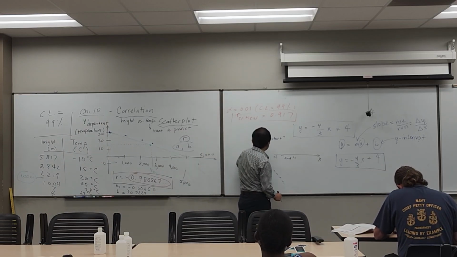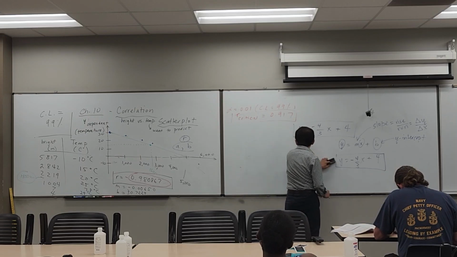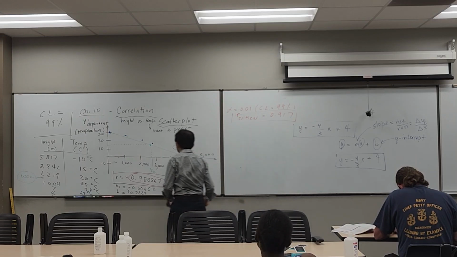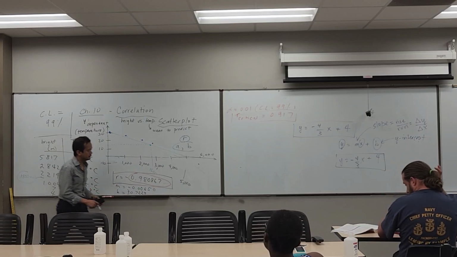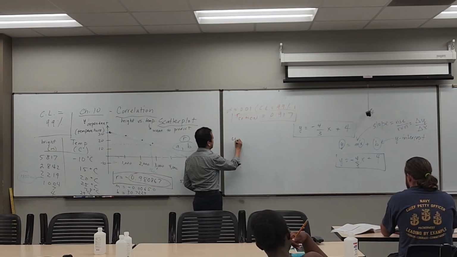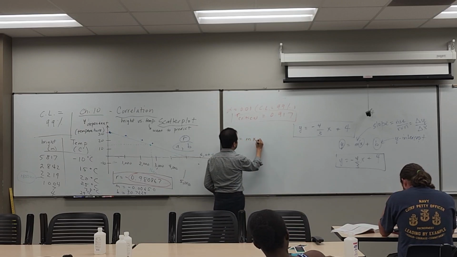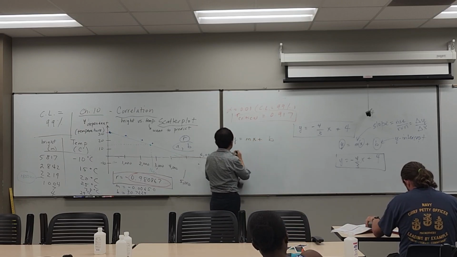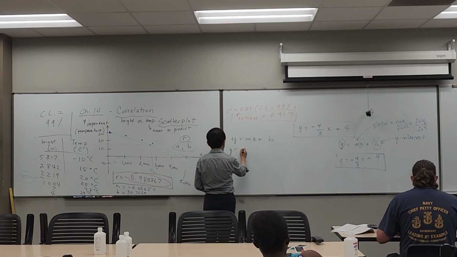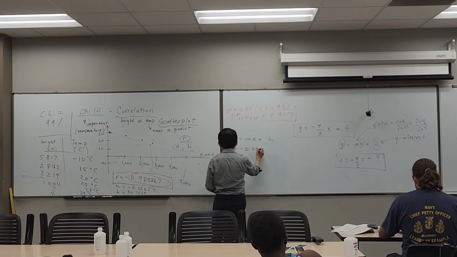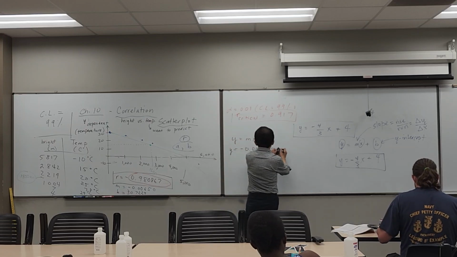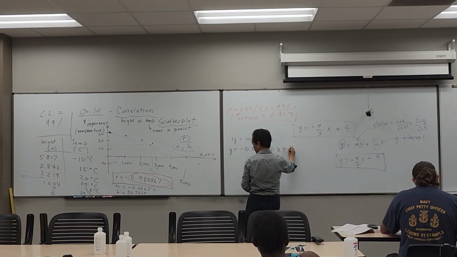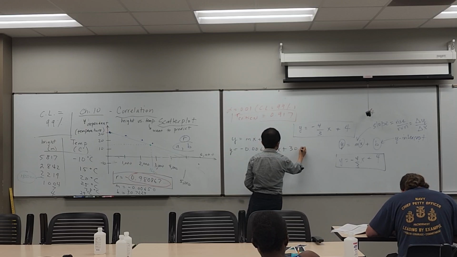Let's go ahead and put it all together. This line of best fit that goes through the points has this slope and this y-intercept. So y has to equal mx plus b, where m is negative 0.0065 and b is 30.7229.